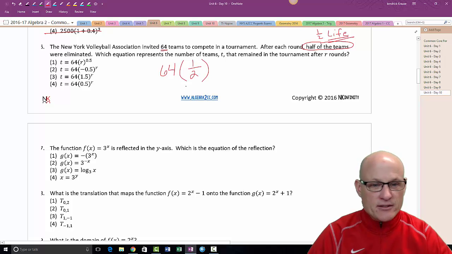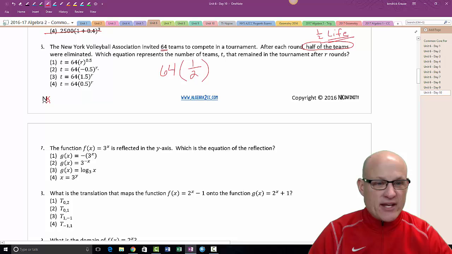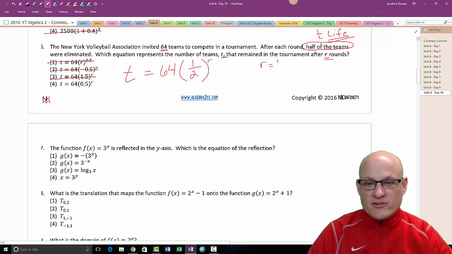So we start with 64, and the rate is 1/2. Which equation represents the number of teams? T equals 64 times 1/2 to the R, after R rounds. So let's say R was 1. Let's see if this makes sense.